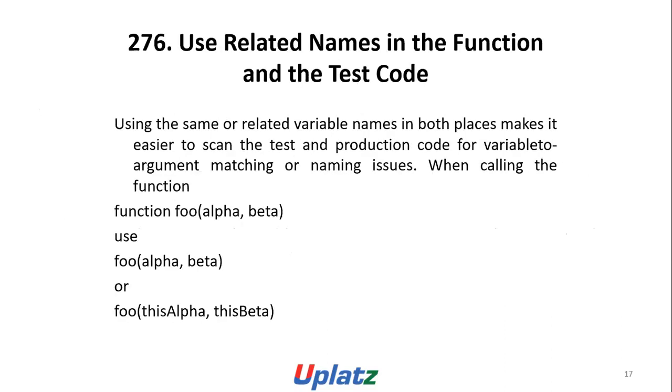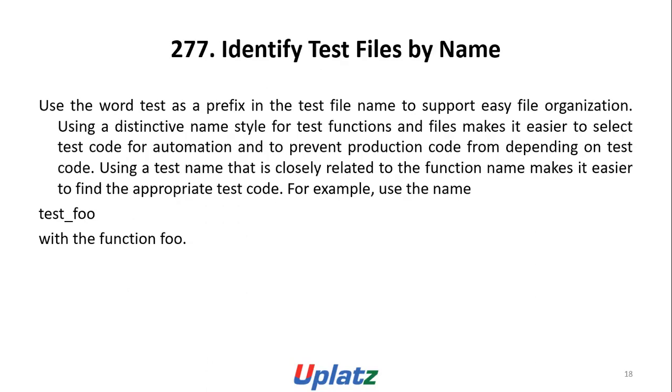Use related names in the function and test code. Use the same or related variable names in both places to make it easier to scan the test and production code for variable matching or naming issues. When calling the function who alpha beta, use who alpha beta or who this alpha this beta.